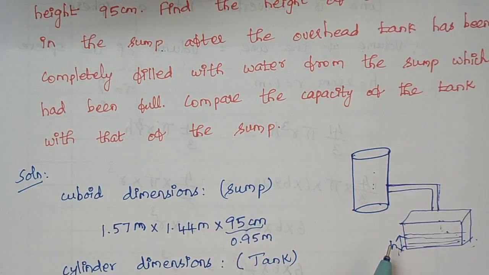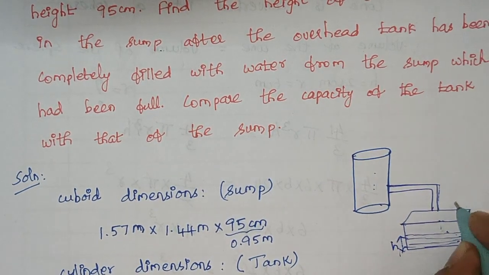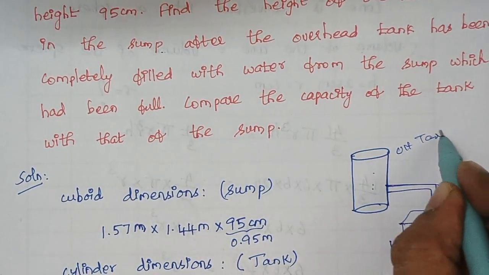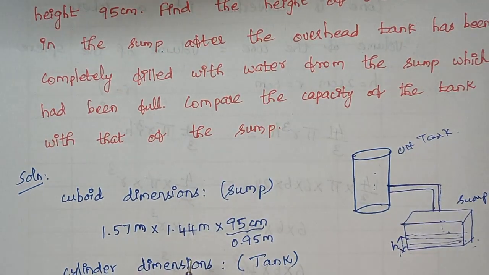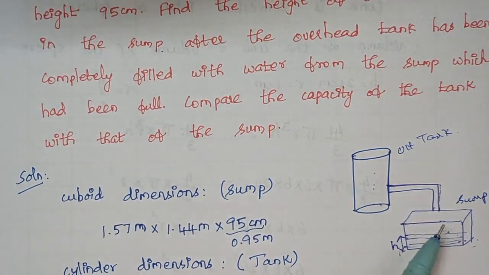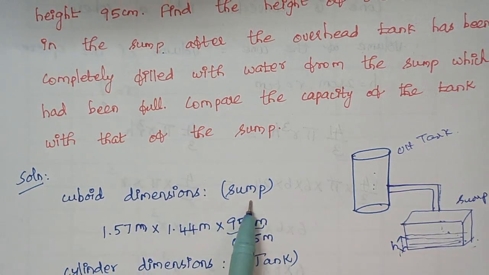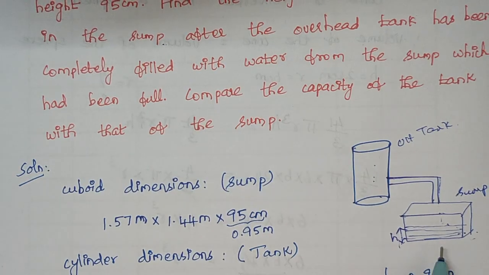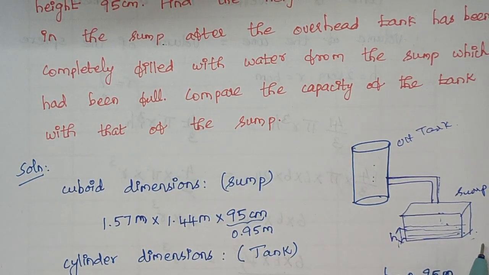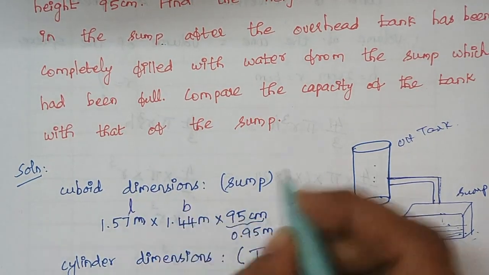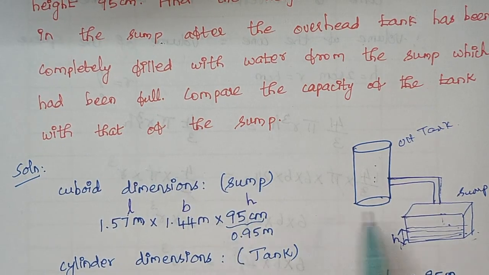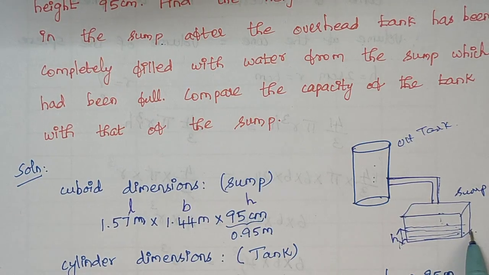Now we are going to calculate the volume of the sump. So this is your sump and this is your overhead tank. Now we are going to find the volume of this tank as well as this sump. First I start with the sump. The sump is in the form of a cuboid, right? What is the formula to calculate the volume of the cuboid? It is nothing but L into B into H. This is your L, this is your B and this is your H. This is the total capacity, the dimensions of this cuboid.